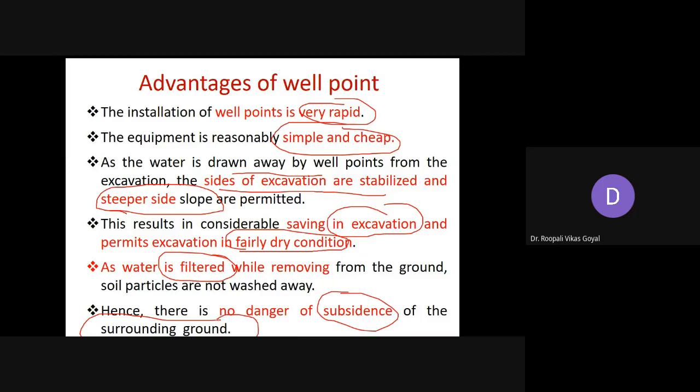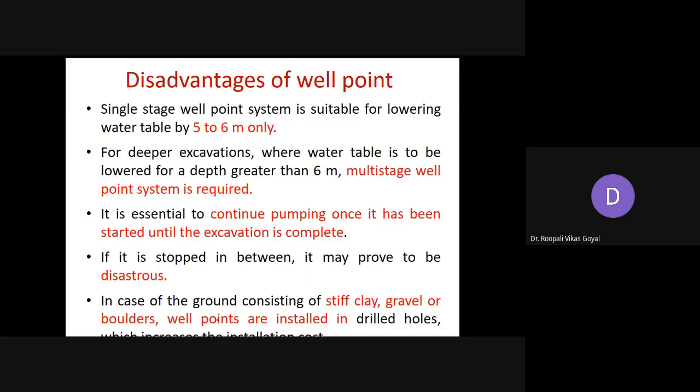But the disadvantage: in the single stage you can go for lowering of water table only up to 5 to 6 meter, and practically you can say it's 5 meter. So if you want greater depth, that is greater than 6 meter, you have to compulsorily go for the multi-stage system. And the next thing is that it is essential to continue the pumping.